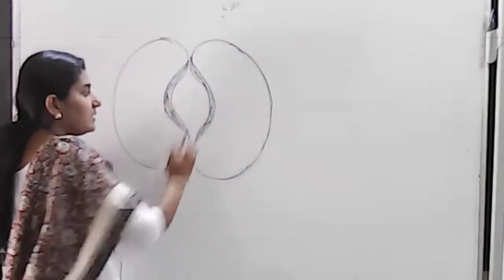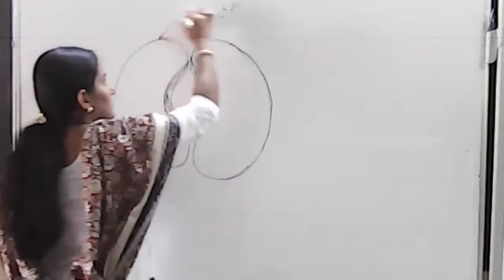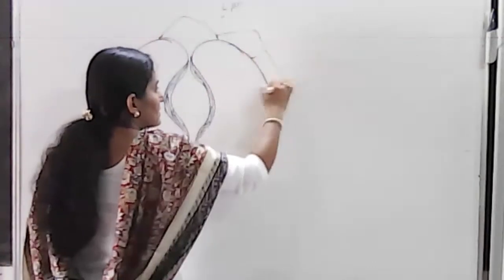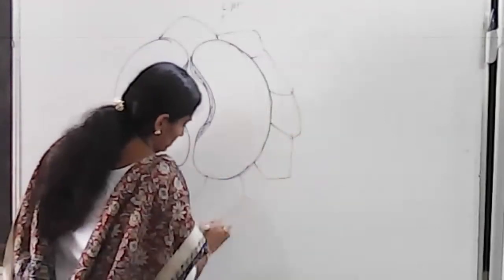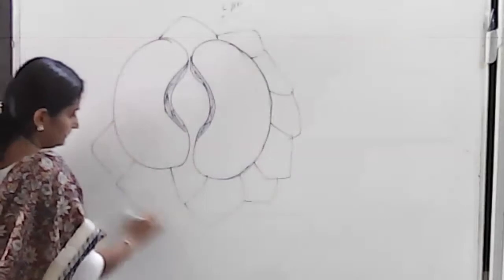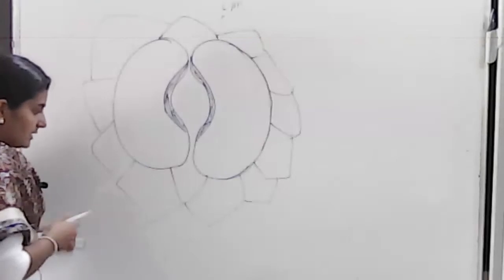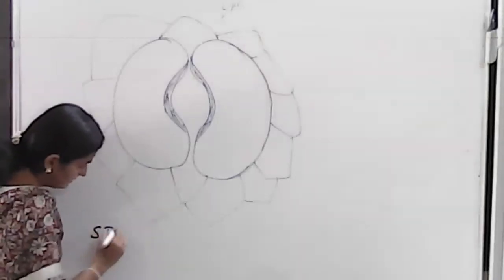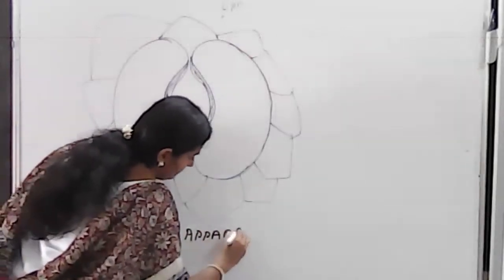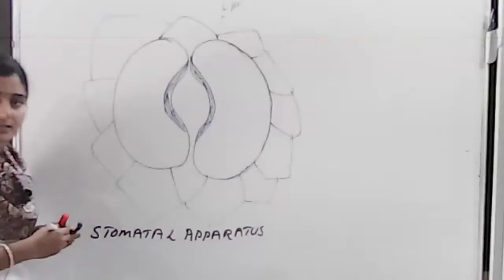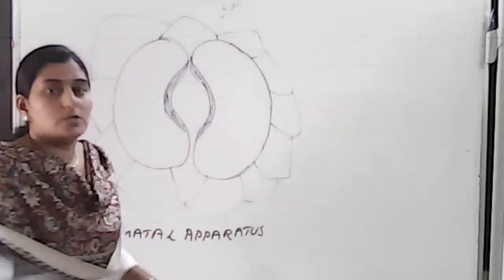This free space here, you call it as stoma. These 2 are the guard cells, and surrounding this we have certain cells which you call epidermal cells. The entire structure you call the stomatal apparatus. So if you are asked to draw the diagram of stomatal apparatus, don't think that it's some instrument or anything like that. Last year the question was there, draw the structure of stomatal apparatus.